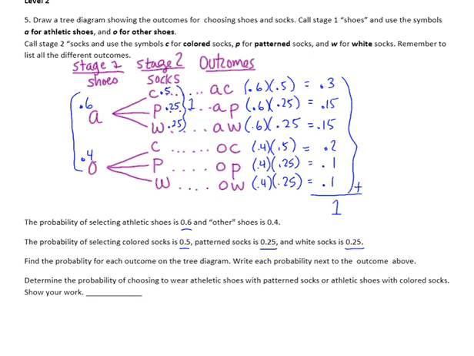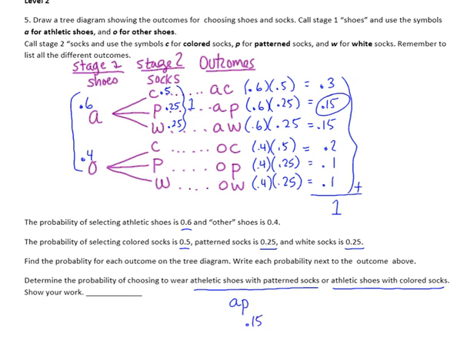We're down to the final question. Determine the probability of choosing to wear athletic shoes with patterned socks or athletic shoes with colored socks. And show your work. So the athletic shoes with patterned socks, that would be AP, and the probability for AP was 0.15.